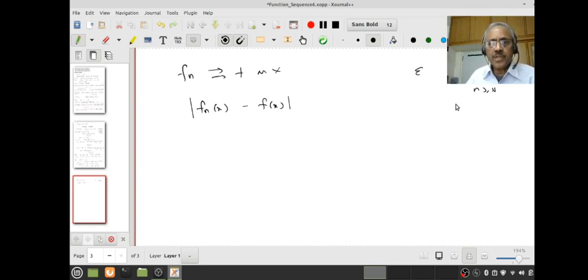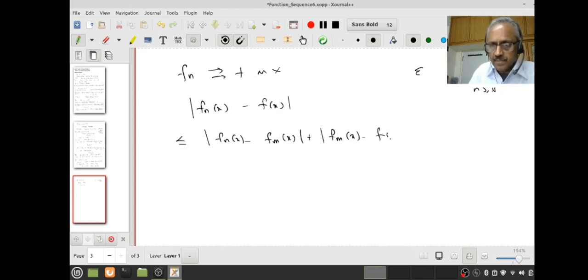So somehow I have to make use of the fact f_n is uniformly Cauchy. So what do you think I will do? There is an obvious thing, right? This is less than or equal to |f_n(x) - f_m(x)| plus |f_m(x) - f(x)|. What is the great deal? Instead of f_n(x) minus f(x), I have f_m(x) minus f(x), and also m. You may wonder what this is, but remember this is going to be my curry leaf trick.